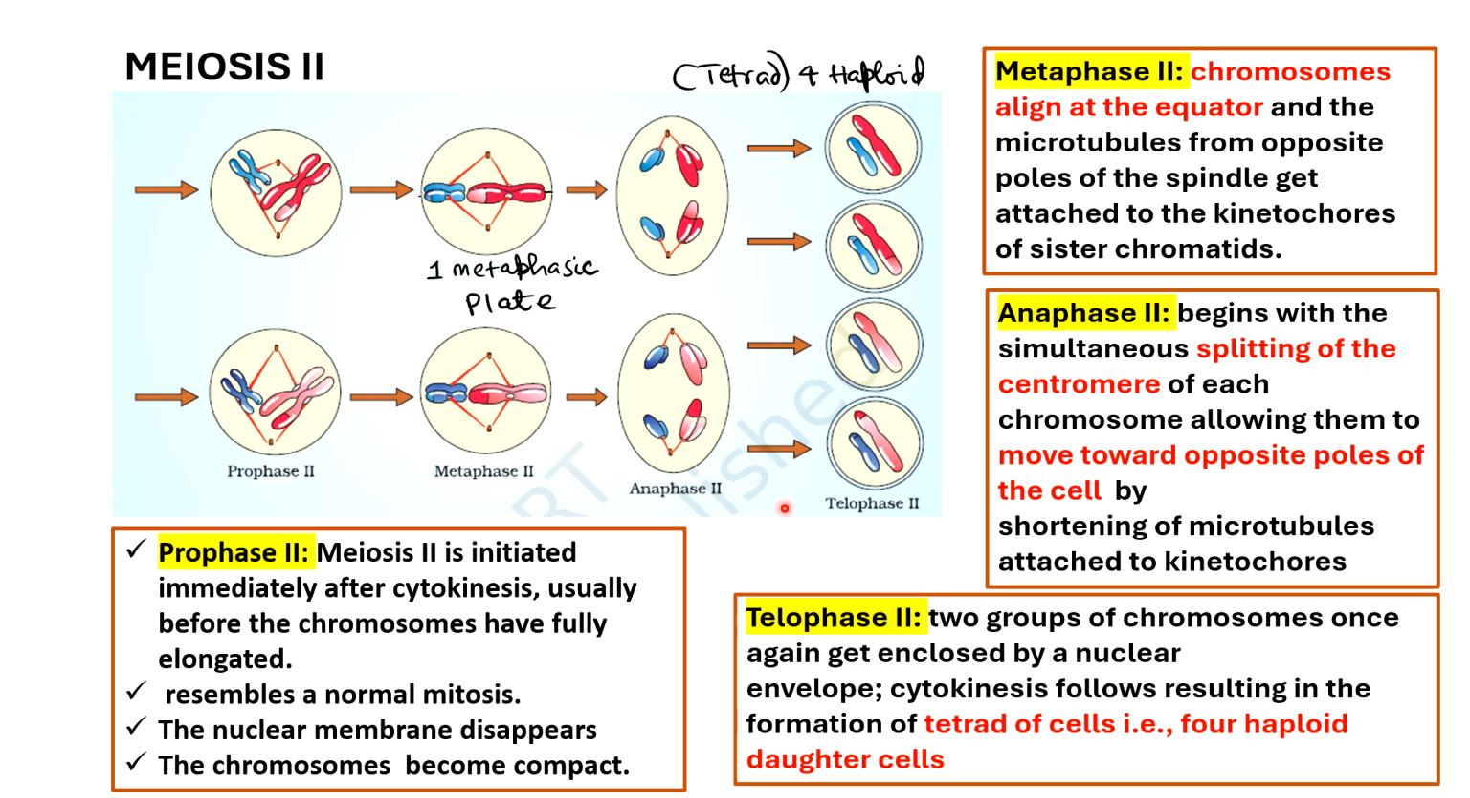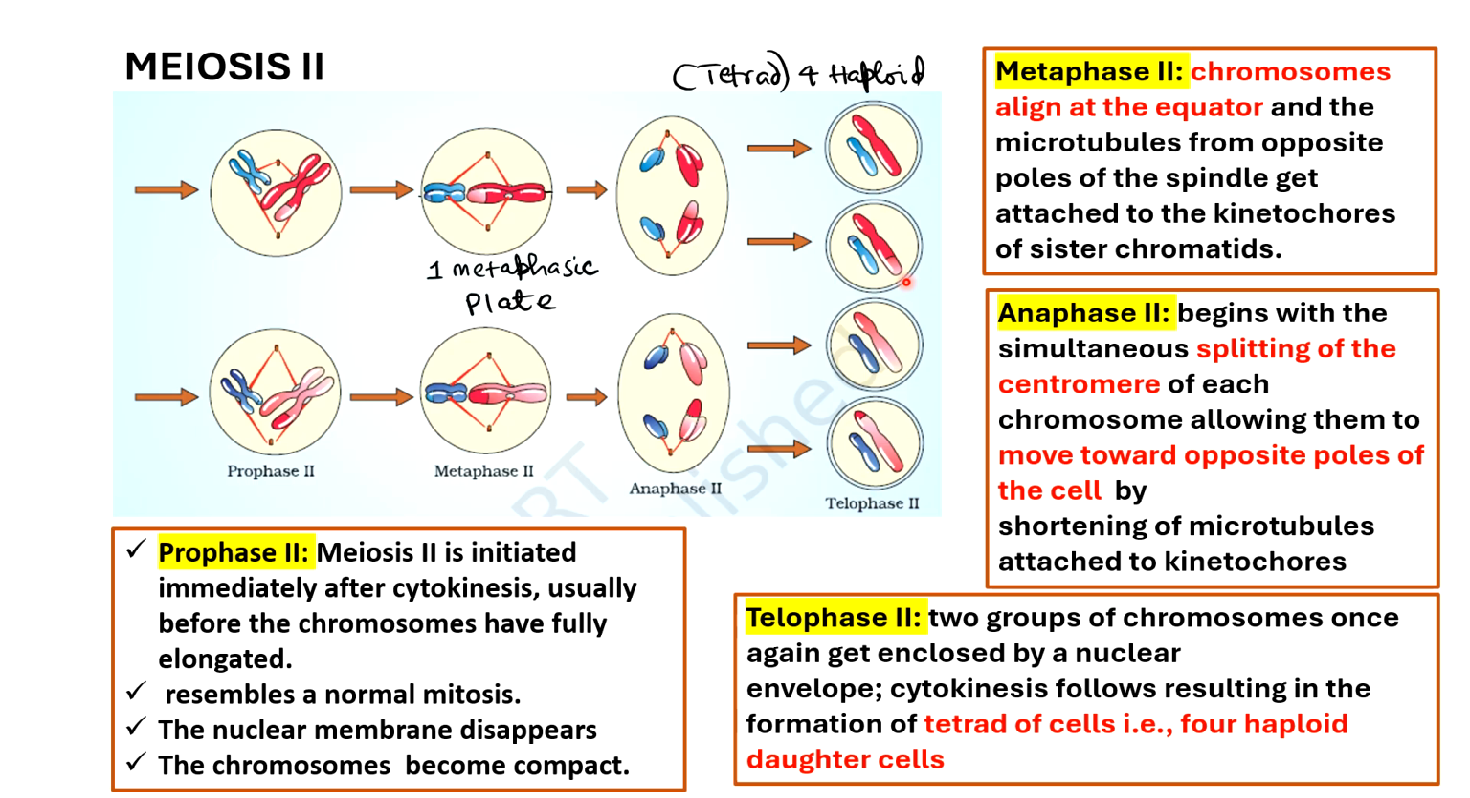This is anaphase 2. So the final stage is telophase 2. That's the final stage of karyokinesis in case of meiosis 2. What happens here is similar to mitotic telophase. Two groups of chromosomes once again get enclosed by the nuclear envelope. The nuclear envelope reappears. Then cytokinesis follows, resulting in the formation of a tetrad of cells. So how many cells are formed here?